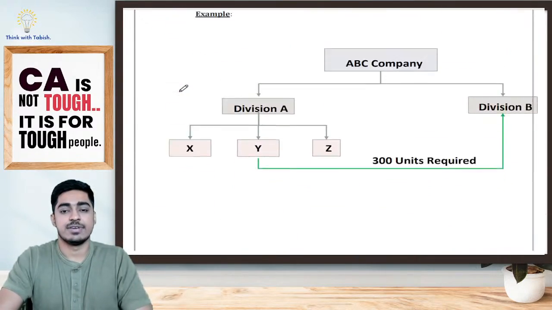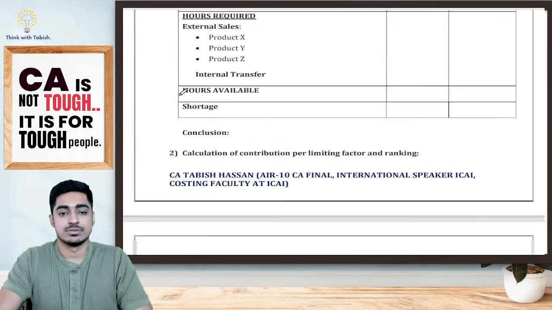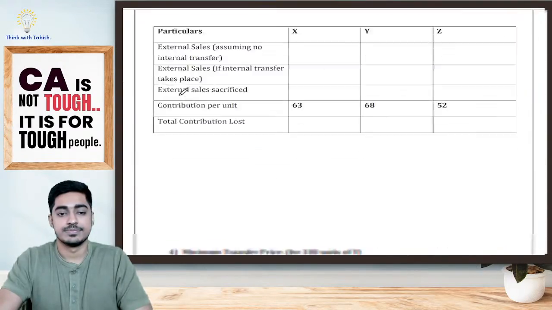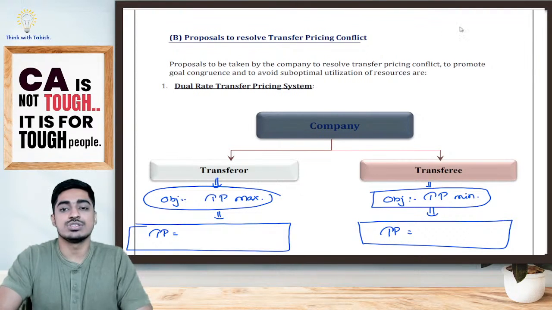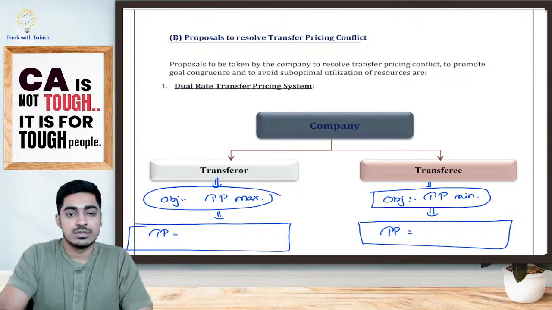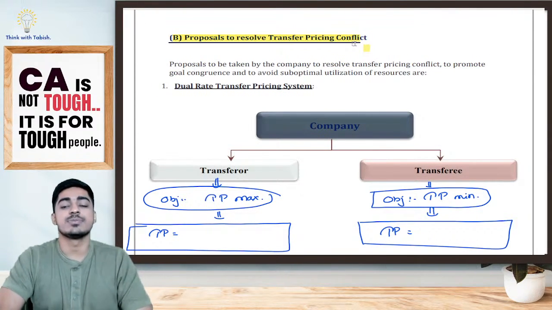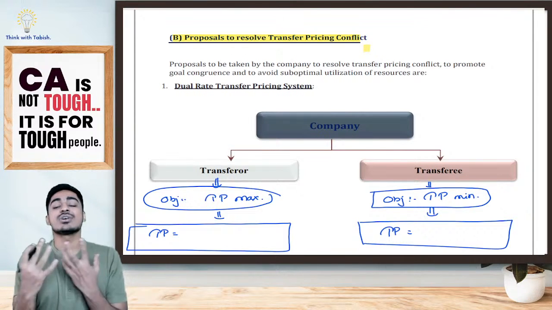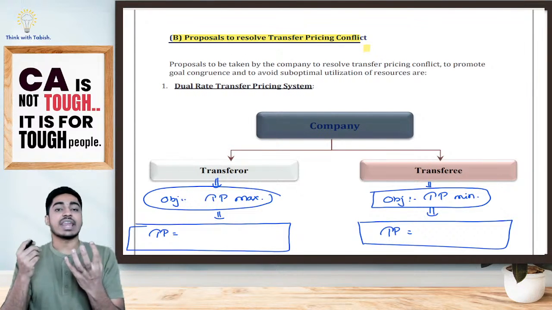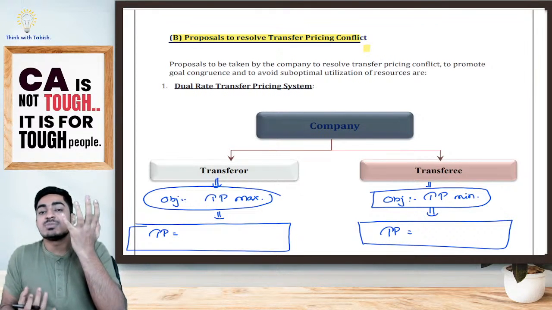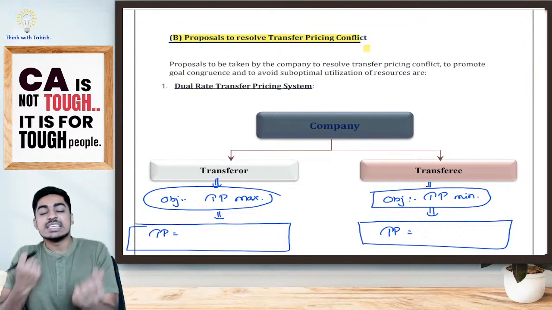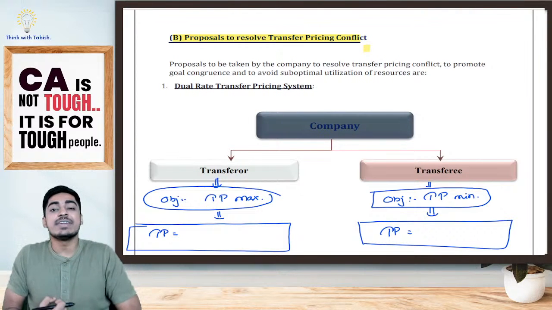In that, we have one thing: proposals to resolve the transfer pricing conflict. How do we resolve the transfer pricing conflict? What is the conflict that is happening? Yes, the transferor wants the transfer price to be maximum. The transferee, the customer, wants the transfer price to be minimum. Yes, there is this conflict, this never-ending fight.